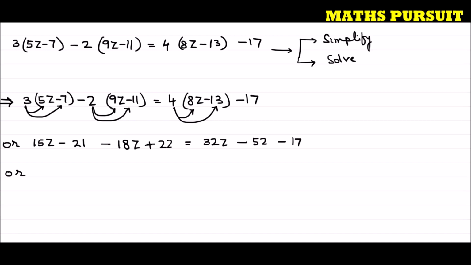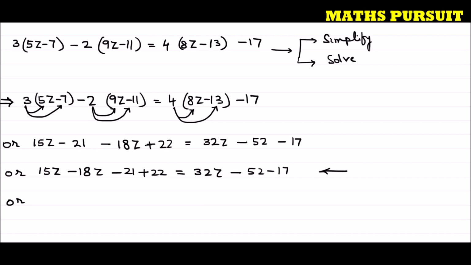Or I can write 15z minus 18z minus 21 plus 22 is equal to 32z minus 52 minus 17. This is what I did here. I just tried to bring all the variables having z together and all the constant numbers together. So this is what I did in this particular step.